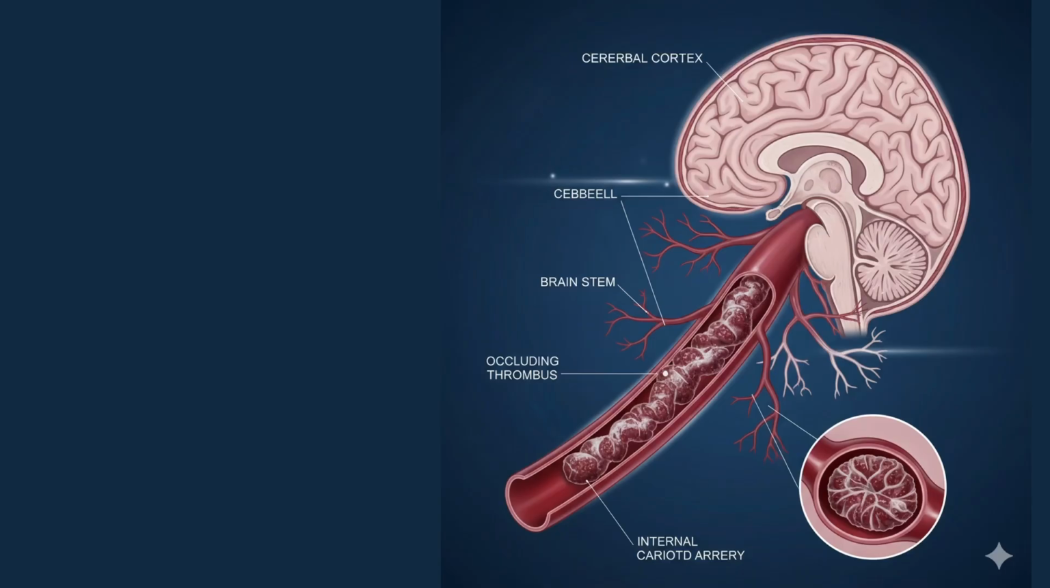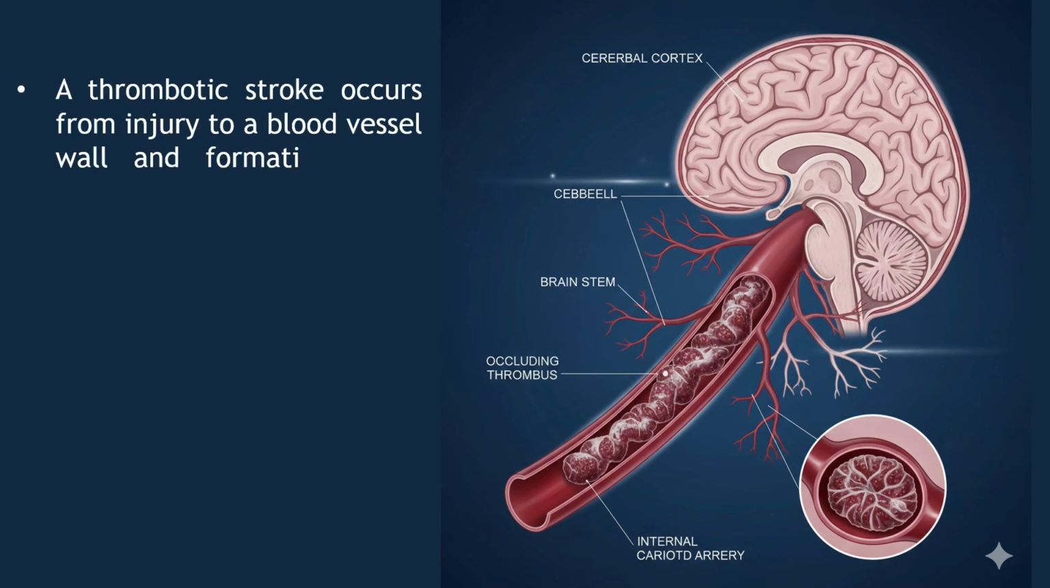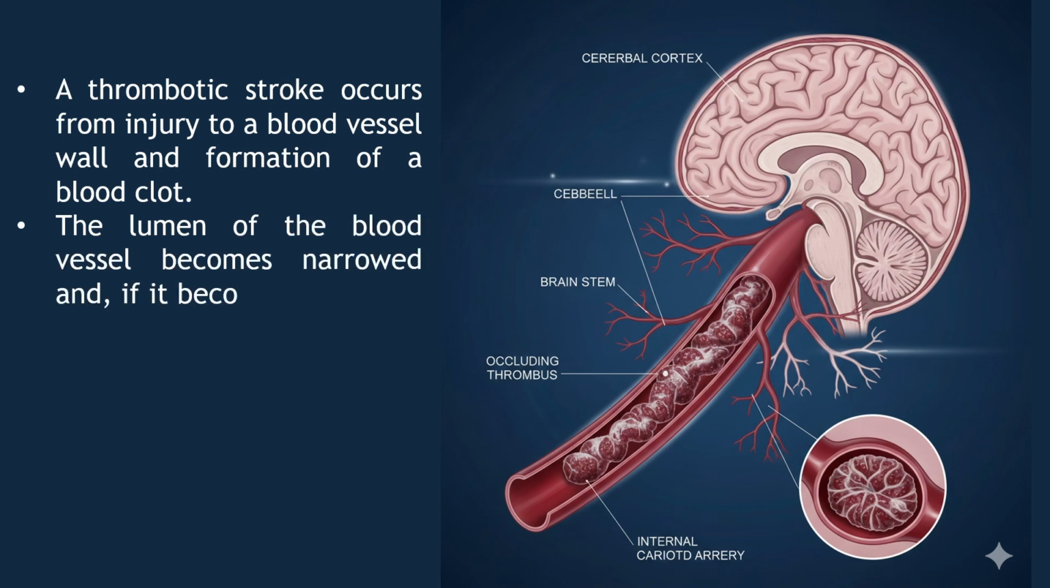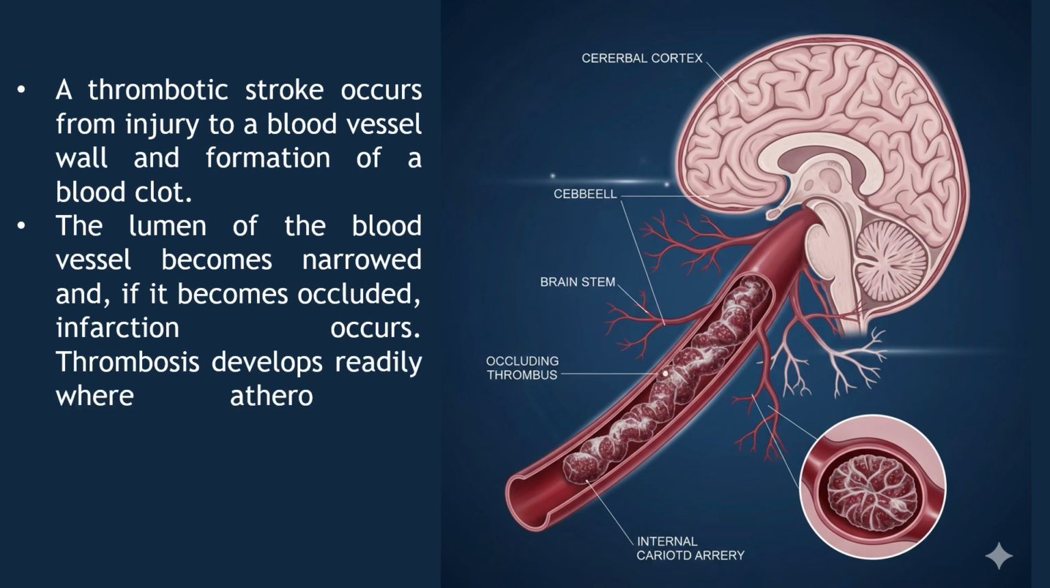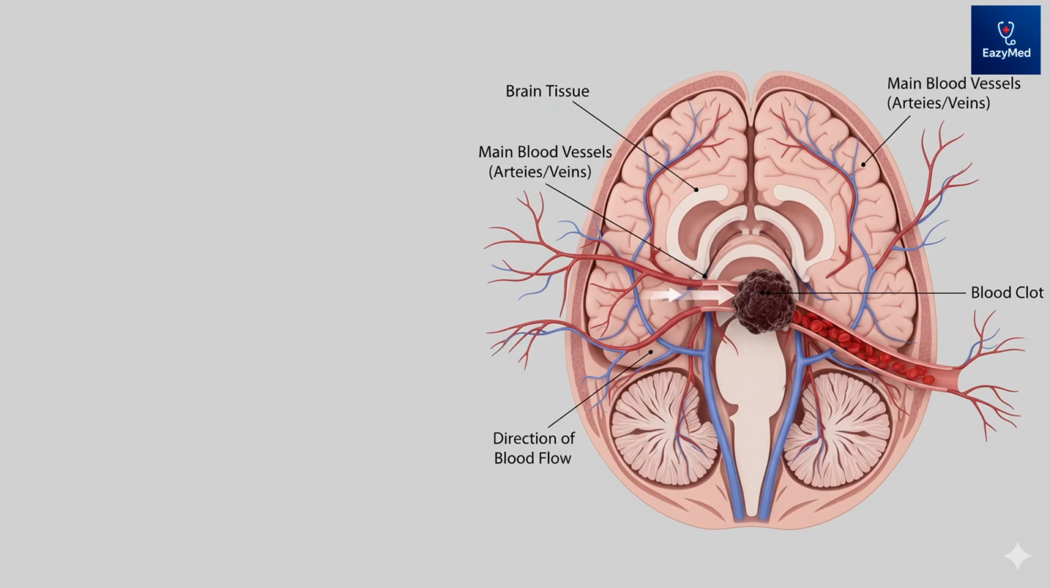Thrombotic stroke. A thrombotic stroke occurs from injury to a blood vessel wall and formation of a blood clot. The lumen of the blood vessel becomes narrowed, and if it becomes occluded, infarction occurs. Thrombosis develops readily where atherosclerotic plaques have already narrowed blood vessels.